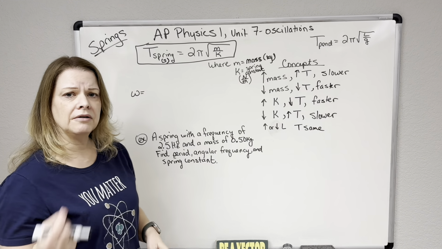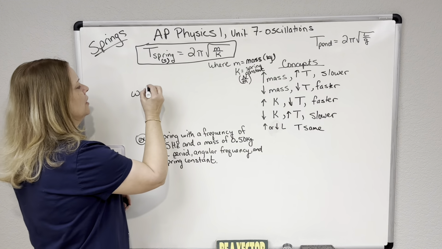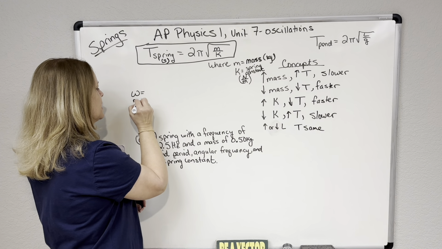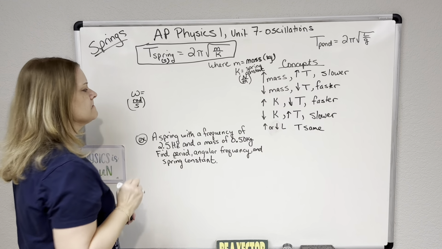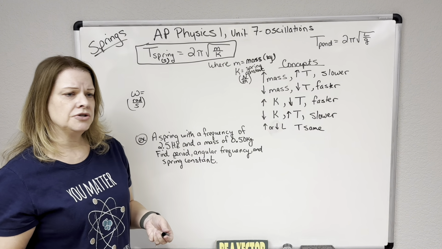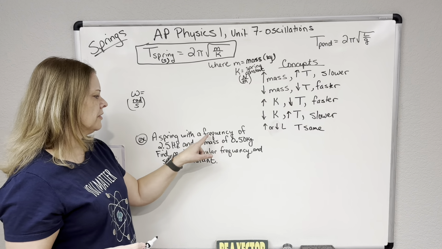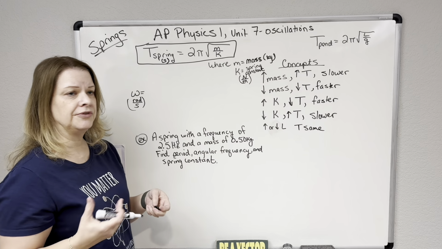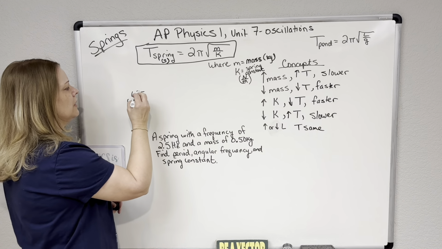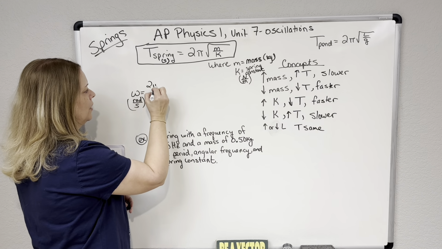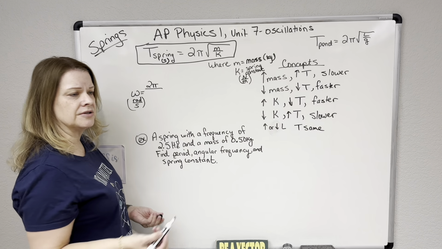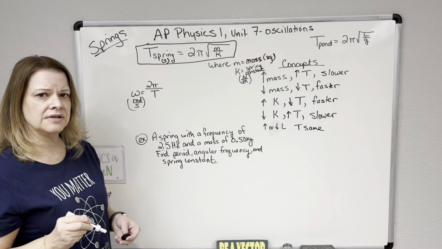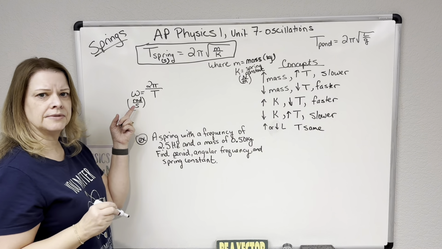Now we're going to remind ourselves about angular frequency. Angular frequency is measured in radians per second. It is related to our normal frequency in hertz: you take the frequency in hertz times 2 pi. That 2 pi represents one cycle, and the time it takes to make that one cycle. It's a rate, radians per second.